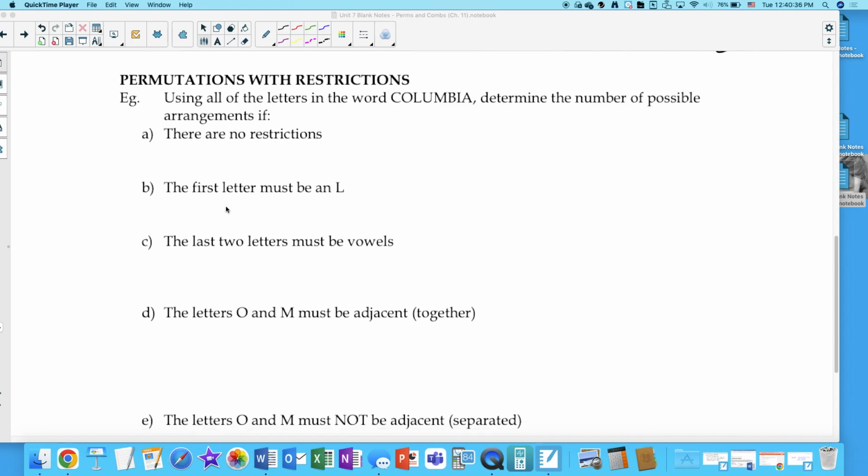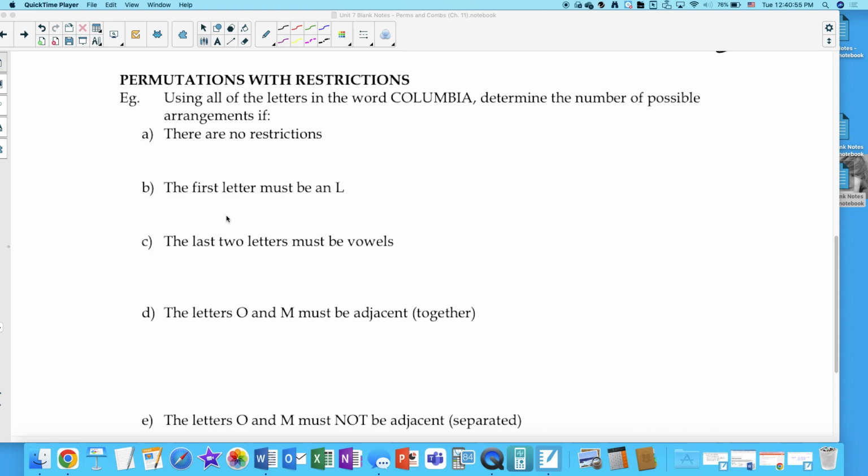Using all of the letters in the word Columbia, determine the number of possible arrangements if... Okay, so we're arranging the letters in the word Columbia, and then we're going to do a bunch of different scenarios. So the first one is if there's no restrictions.